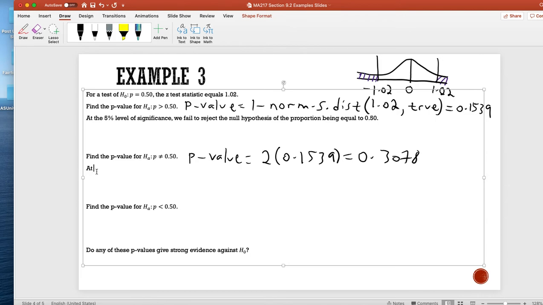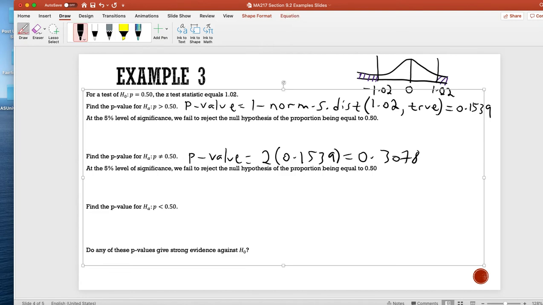So because of that, we're also not rejecting the null hypothesis here. So at the 5% level of significance, we fail to reject the null hypothesis of the proportion being equal to 0.50. Okay.